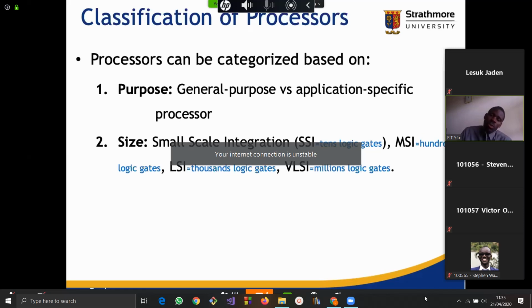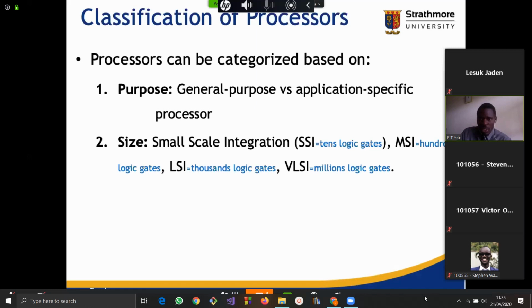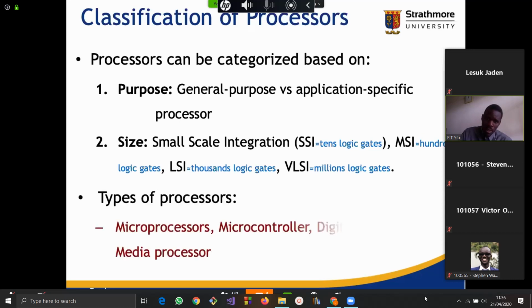Then you can also classify them according to size: small processors, then medium, large, and very large. The more gates or transistors it has, the more capable it is. For example, the VLSI can perform much faster than the small scale processor. So these are different types of processors.